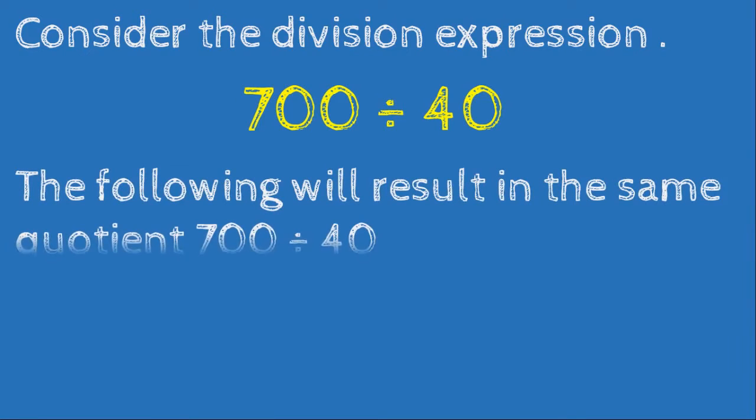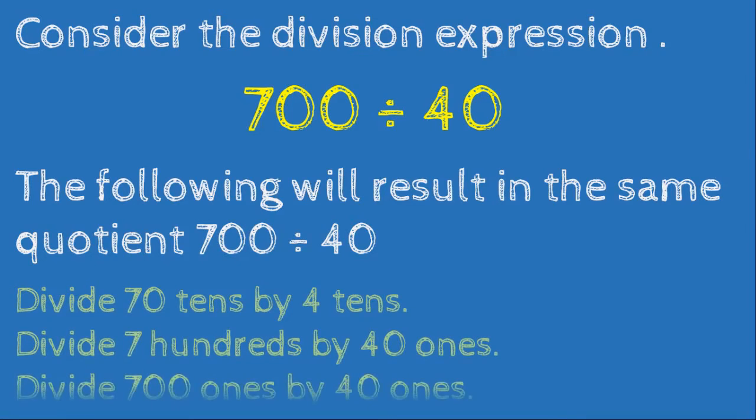So now that we know the names, we consider the division expression 700 divided by 40. The following will result in the same quotient as another name for division. 700 divided by 40 would result in, if we divide 70 tens by 4 tens, divide 700 ones by 40 ones. All of these represent the same thing.